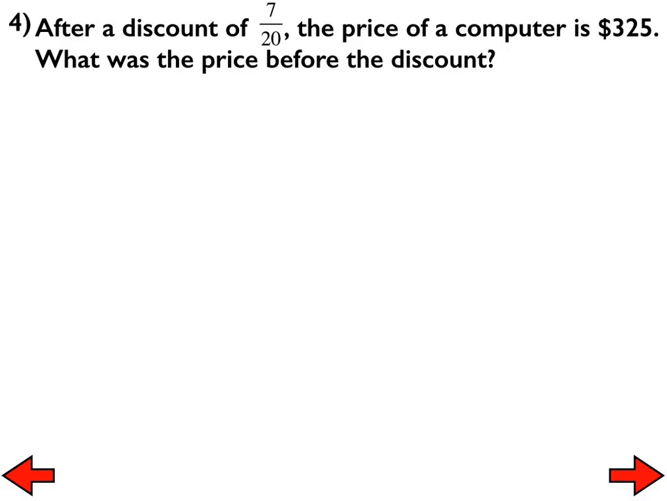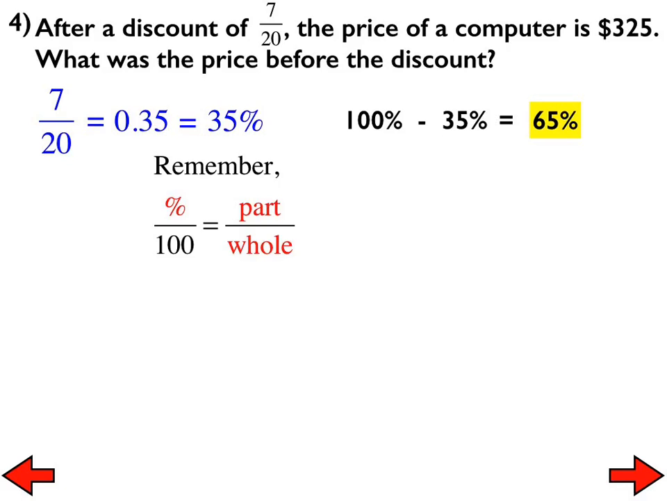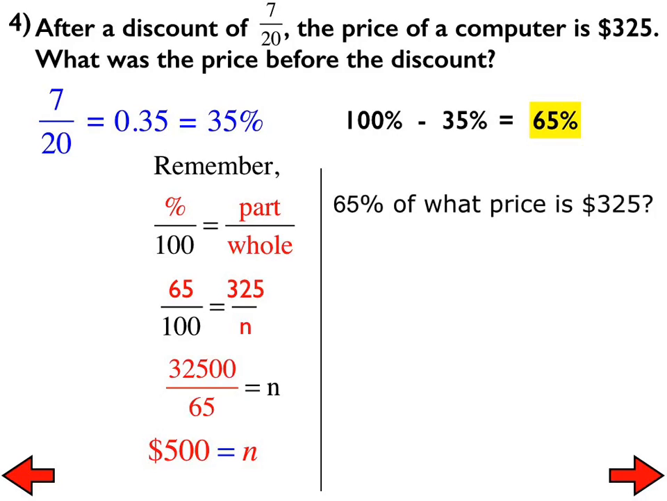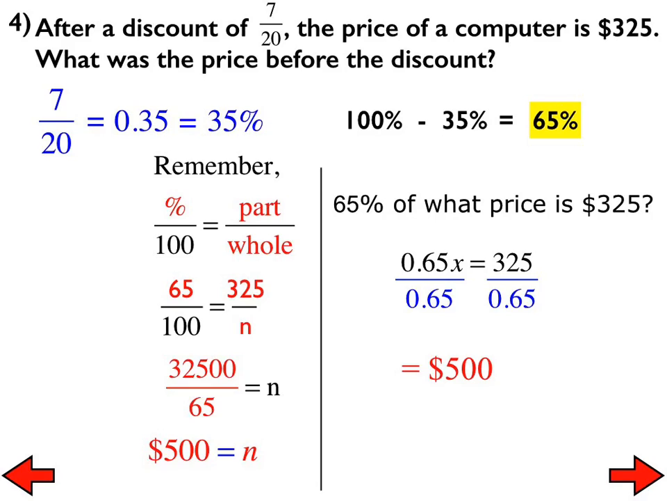All right, let's go to number 4. After a discount of 7/20, the price of a computer is $325. What was the price before the discount? Let's see how many of you read this one correctly. We have 7/20 off of the price that transitions to 35% off. And so we need to figure out what amount is left for us to pay. That's 65%. So we have 65 over 100. This time, since we are trying to find the price before, that's the whole. The price after is the part, and we have to remember that. But either way, whether you do it with a proportion or with an equation, we will get $500.